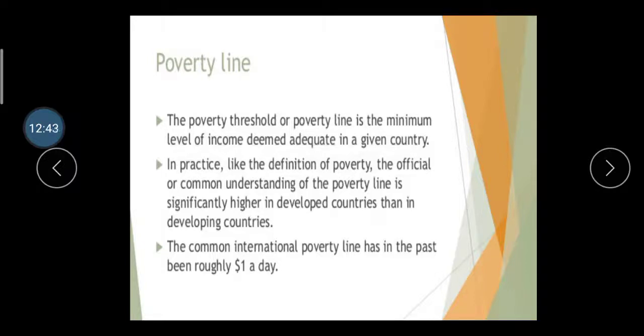So the basic level is defined differently for different countries, because countries do not share one particular situation: some countries are at a lower level of development, some are developing countries, and some are developed countries. According to that they decide the poverty line. The common international poverty line in the past was roughly $1 per day. If a person cannot earn $1 per day, they are considered below the poverty line.